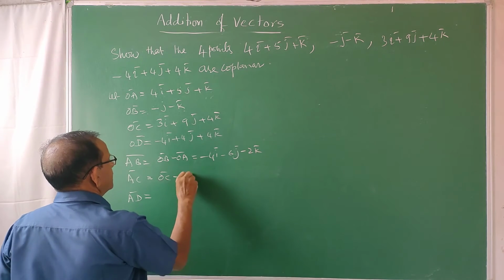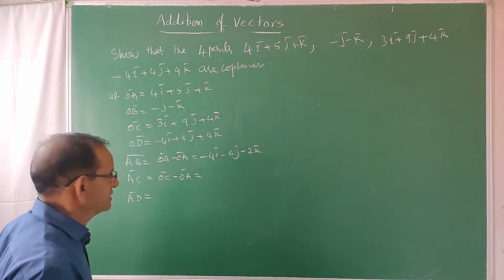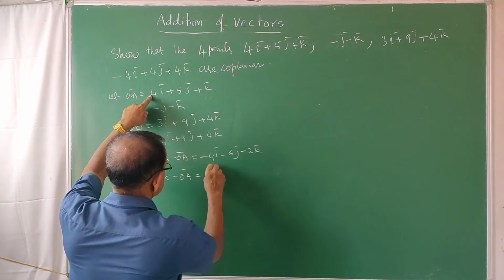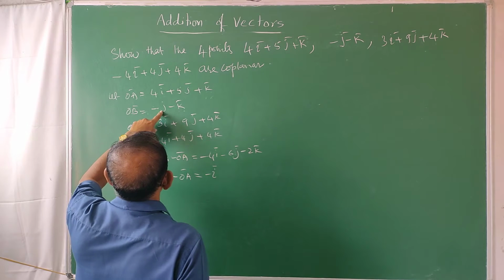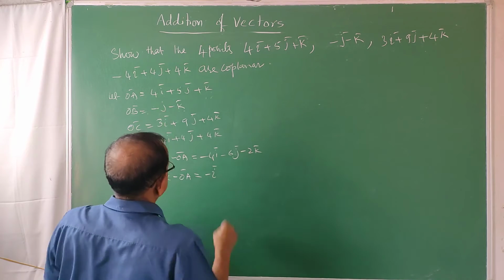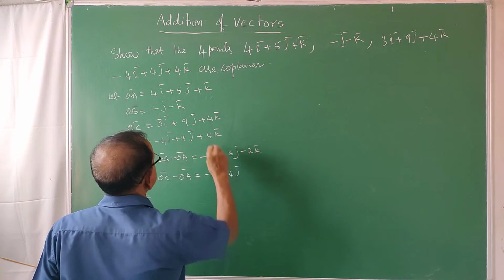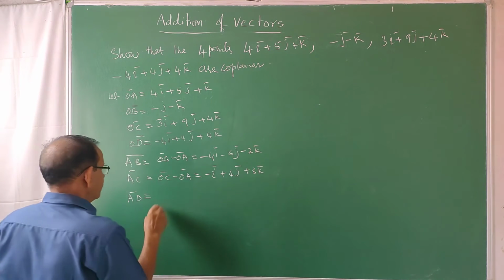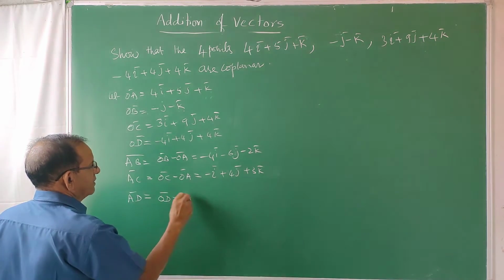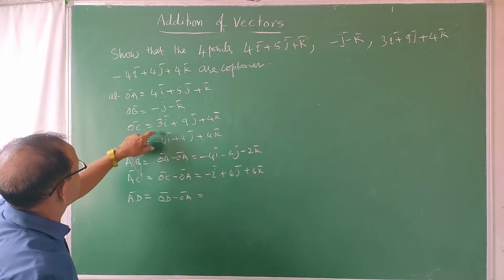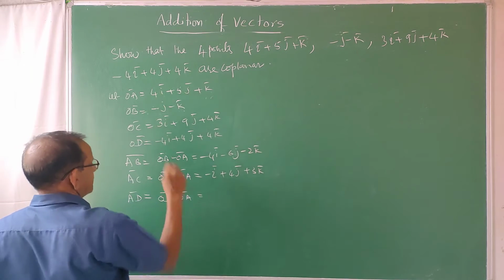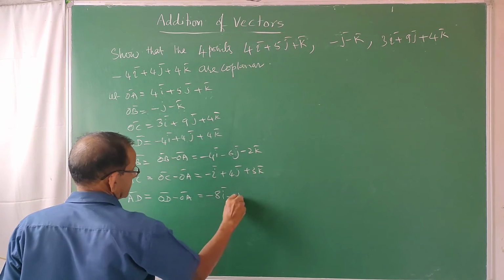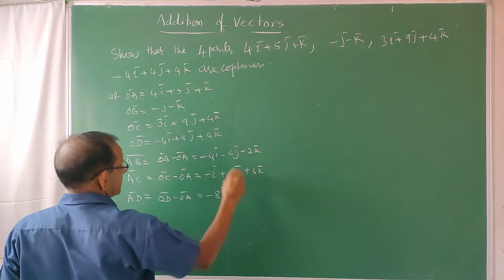OC minus OA, because it is AC bar, means OC minus OA. Third minus first: 3I minus 4I minus I bar, 9J minus 5J, 4K, 4J bar, 4K minus K, 3K bar. Now AD bar, OD minus OA, fourth minus first: 3I minus 4I, minus 8I, 4J minus 5J means minus J, 4K minus K, 3K.